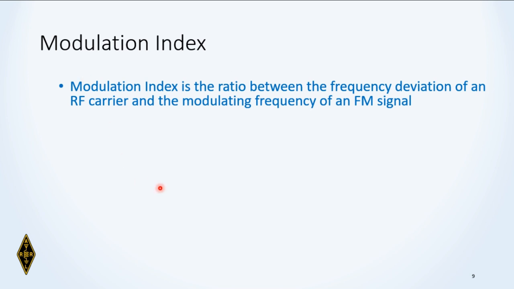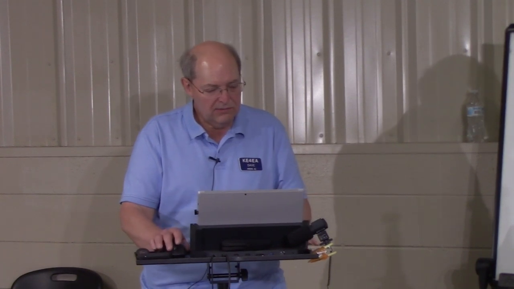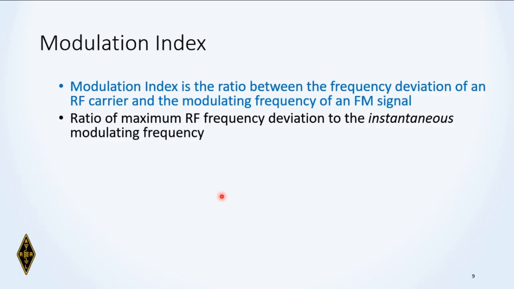Modulation index sounds somewhat similar. Modulation index is the ratio between the frequency deviation of an RF carrier and the modulating frequency of an FM signal. This doesn't say the maximum. That's a key difference. And the way of saying it, ratio of maximum RF frequency deviation to the instantaneous modulating frequency.